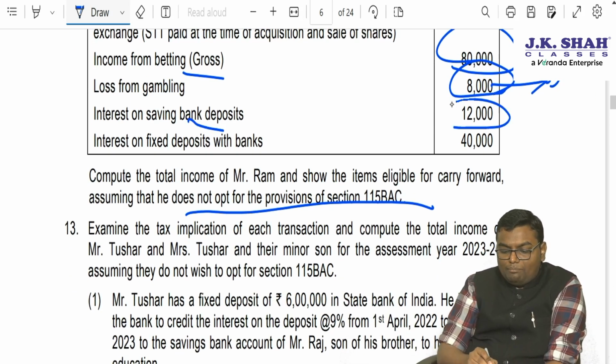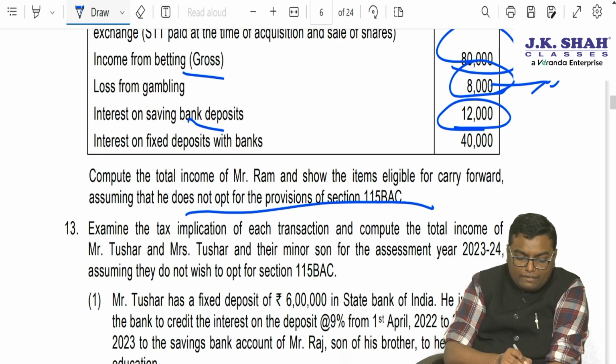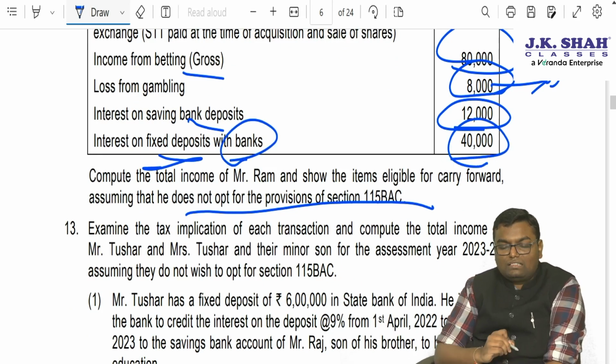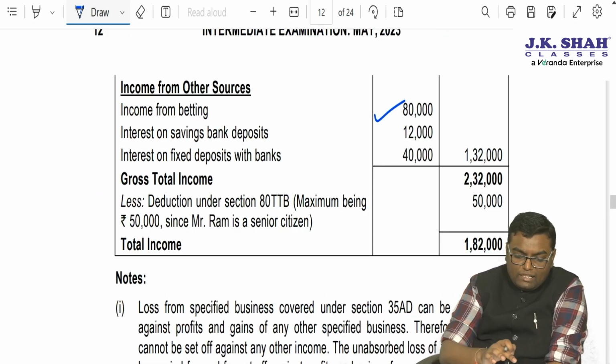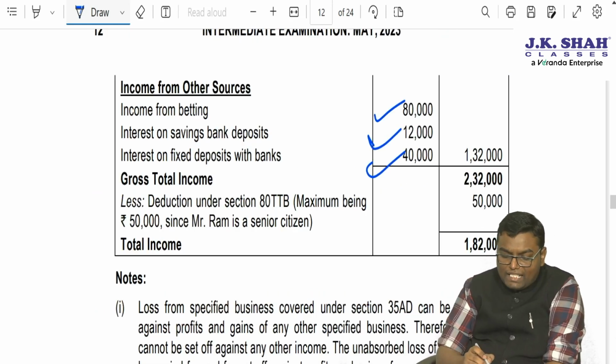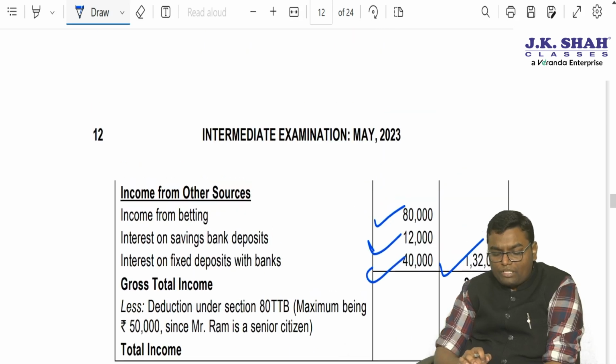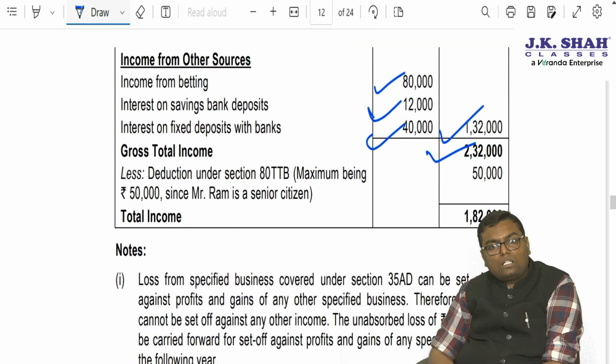Interest on saving bank deposit is 12,000, and interest on fixed deposit with bank is 40,000. So total income 12,000 and 40,000 is also added. My income from other sources will be 1,30,000 now. So my gross total income is 2,32,000.